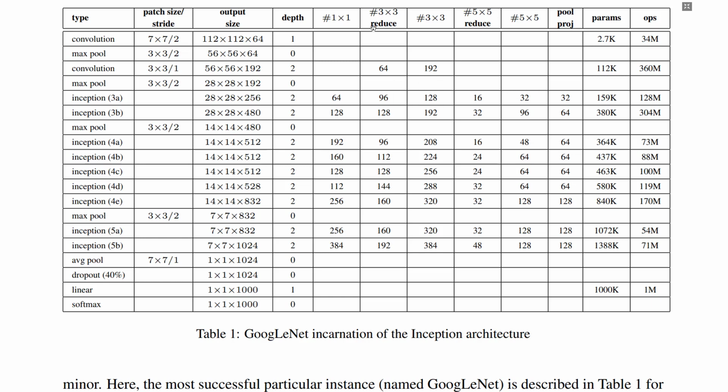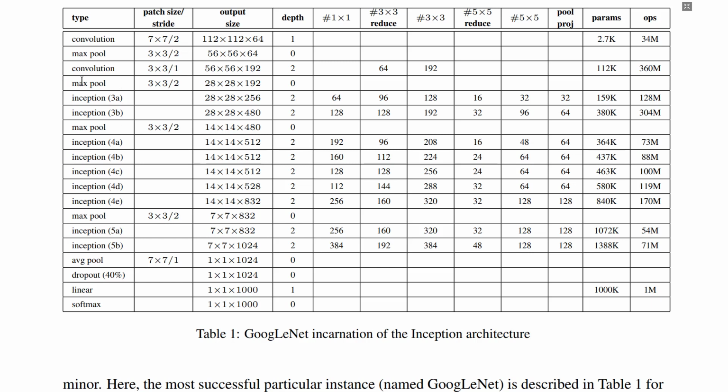This 3 by 3 reduce is the 1 by 1 filter or 1 by 1 layer which comes before the 3 by 3, and then this 5 by 5 reduce is the 1 by 1 which comes before the 5 by 5. This is the pool projection. This is the number of parameters and then the number of operations.